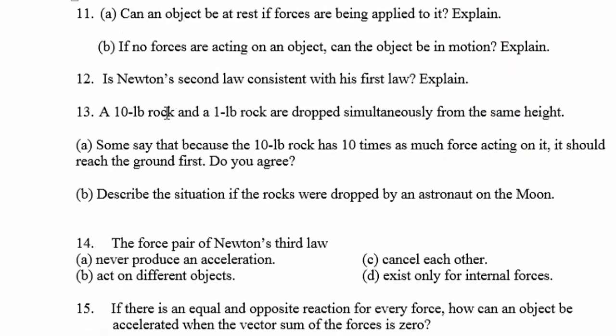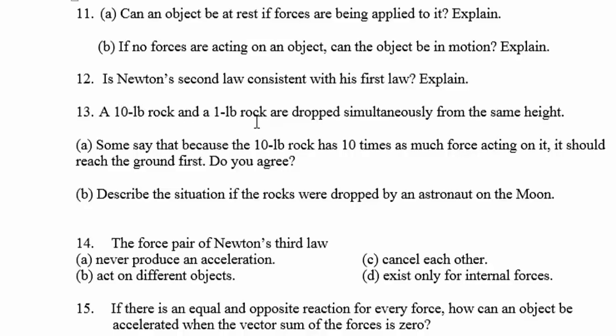Question number 13, if you drop a 10 pound and a 1 pound rock, assuming the air resistance is negligible, they should fall at the same rate, meaning they have the same acceleration. Now don't confuse acceleration with the force due to gravity. We have the acceleration due to gravity, which has to do with how fast they fall and at what rate. And there is the force due to gravity. Now the force due to gravity on the 10 pounds is more than on the 1 pound, because force due to gravity is equal to the mass times the acceleration.